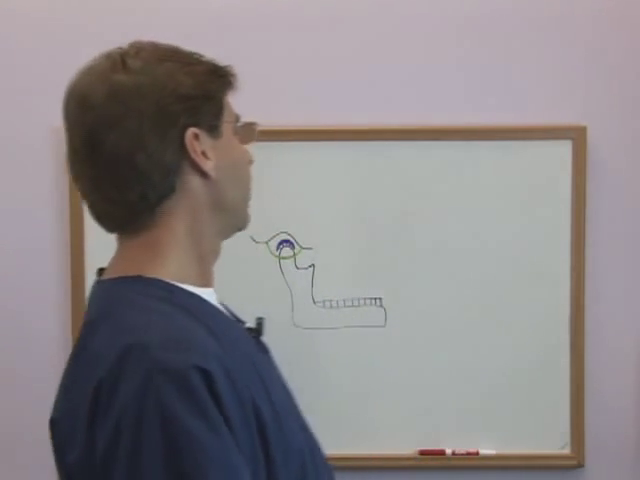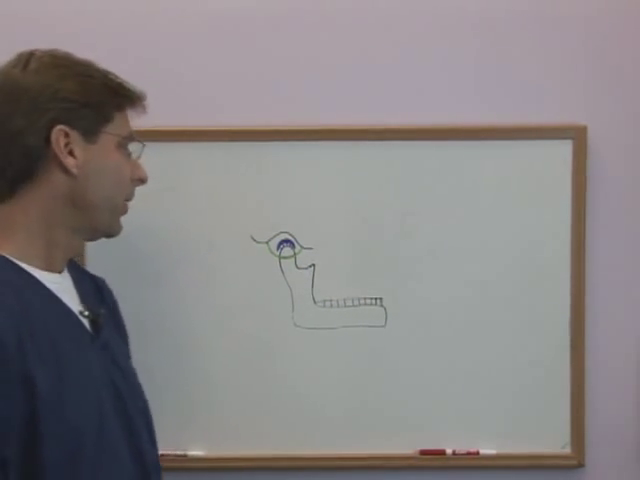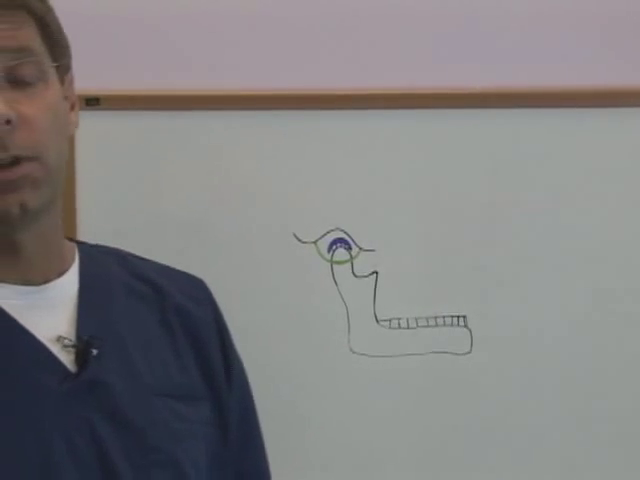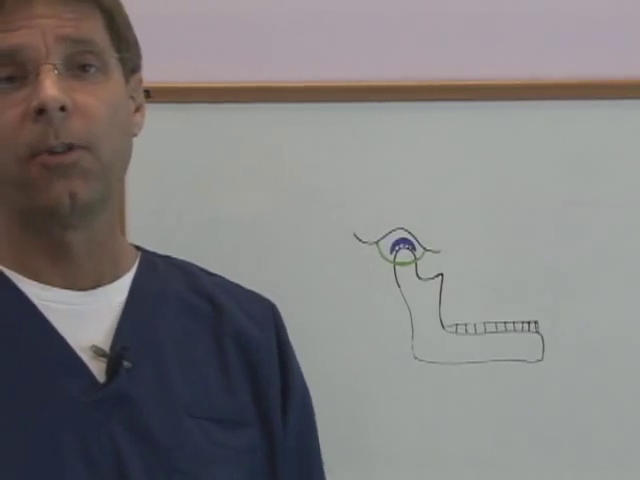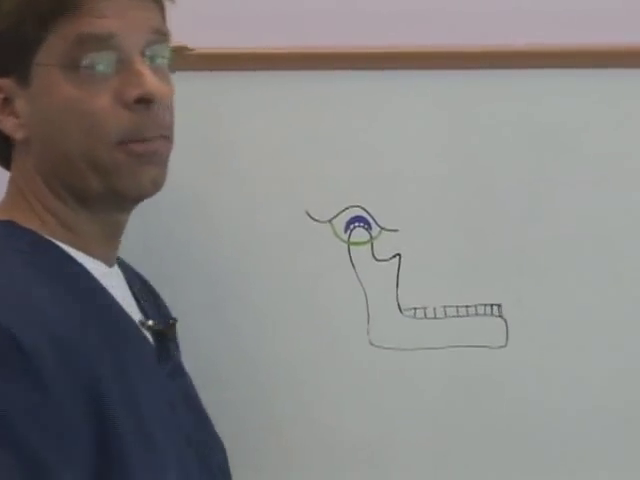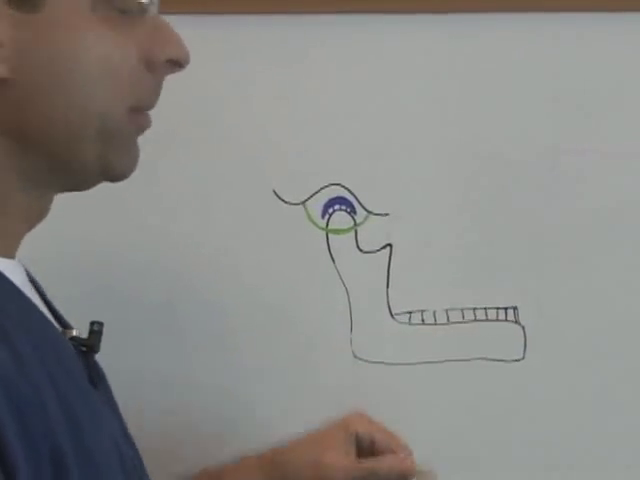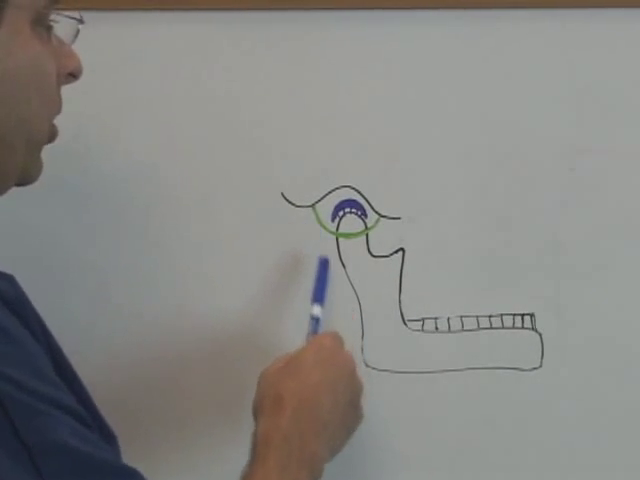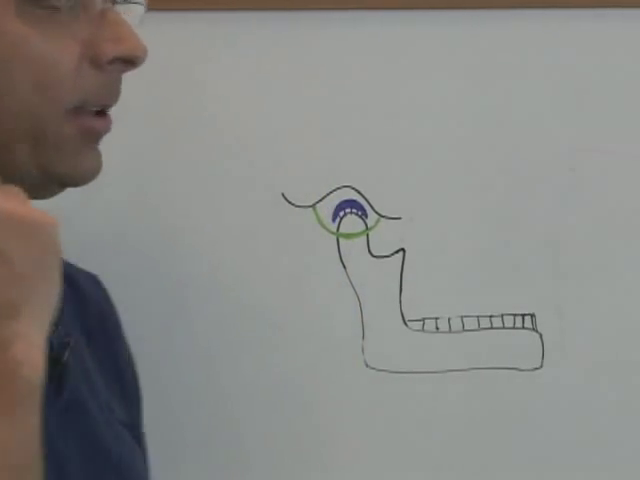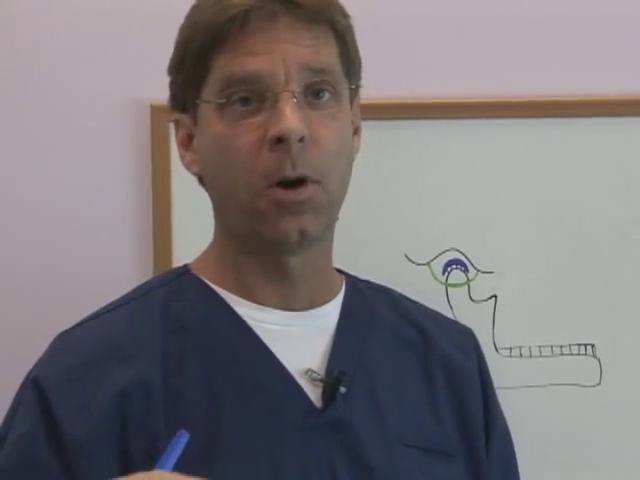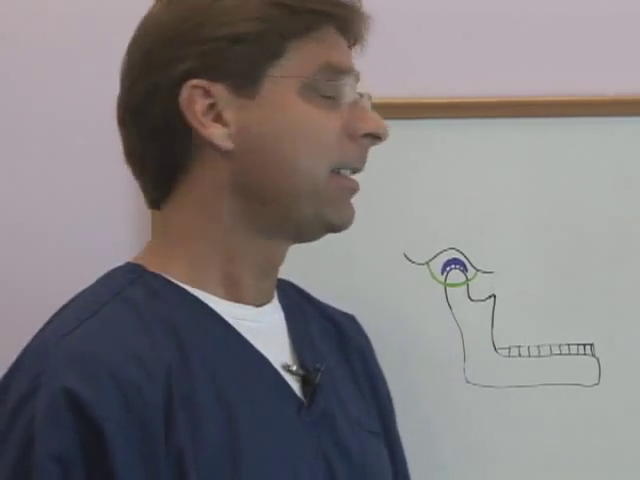So when we look at the temporomandibular joint, this is a very simple diagram here. And what it shows us are some of the structures that are involved with the temporomandibular joint. First of all, we have the jaw itself, or the mandible. And there it shows some of the teeth along the mandible itself. And the joint itself is an area where the temporal bone is articulating with the mandible. And that's where you get the TM part of the TMJ. The J is simply the joint.